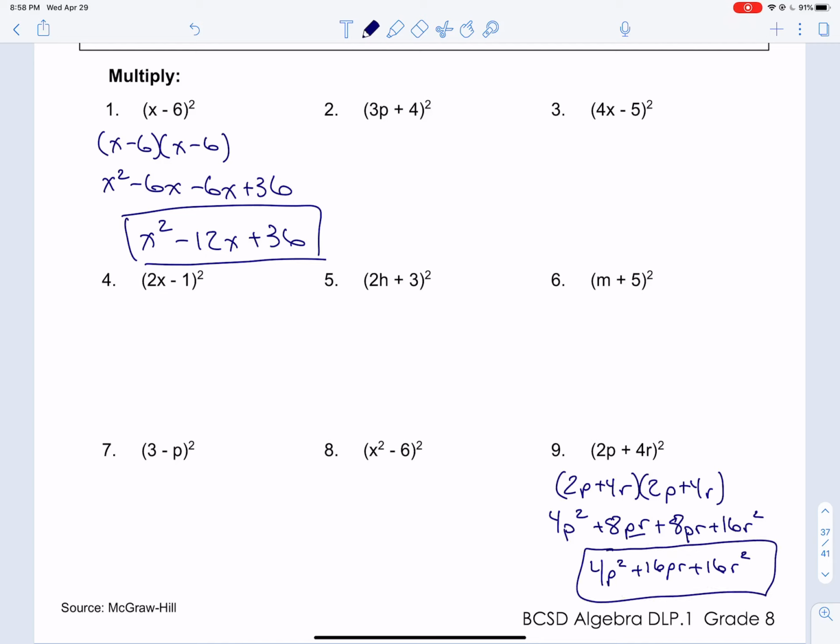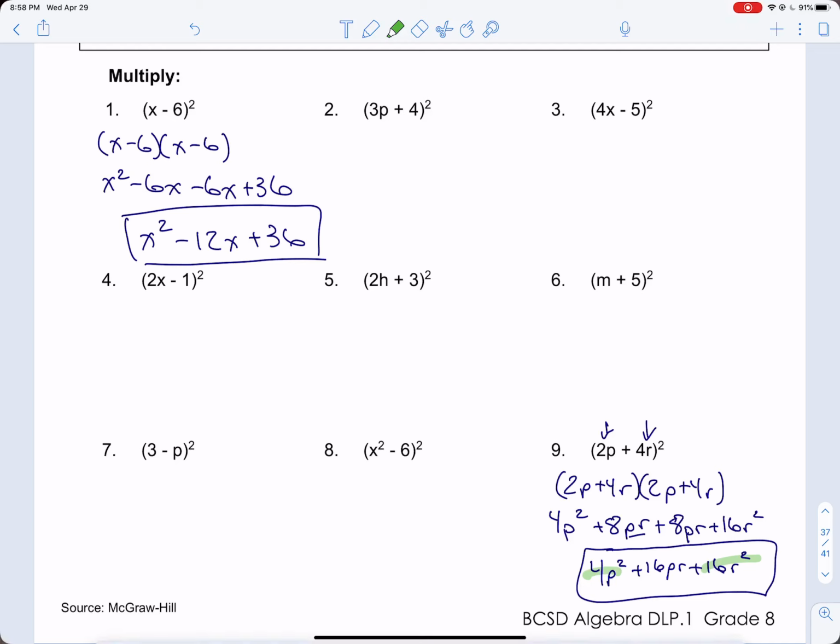Okay, so yeah, again, if you're thinking about, okay, what's the shortcut? Let's look at these numbers that we started with. So we square the first one, we get 4p squared. We square the second one, we get 16r squared. All right, and then we multiply those together, and we get 2p times 4r, which is 8pr, and then times 2. And that'd be 16pr.